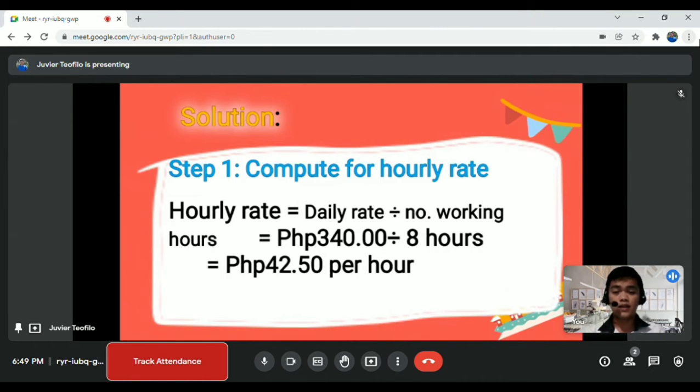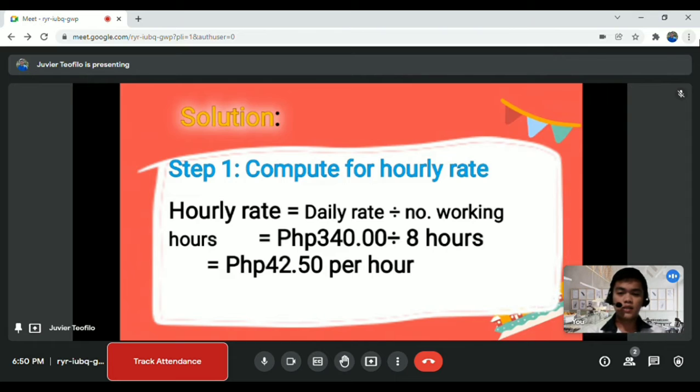Now, hourly rate is equal to daily rate divided by the number of working hours. So, our daily rate in the problem is 340 pesos, and our number of working hours is 8 hours. Now, we're just going to divide it. Then we have an answer of 42.50 pesos per hour. So, this is our hourly rate. Now, please take note of this because this hourly rate would be used in step 2.